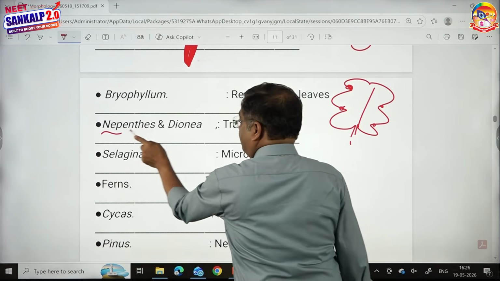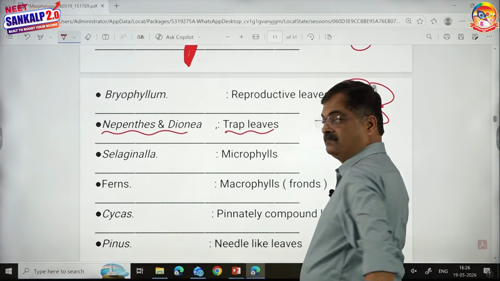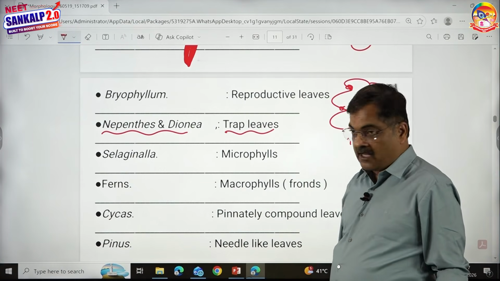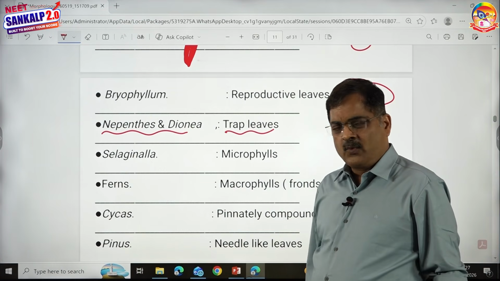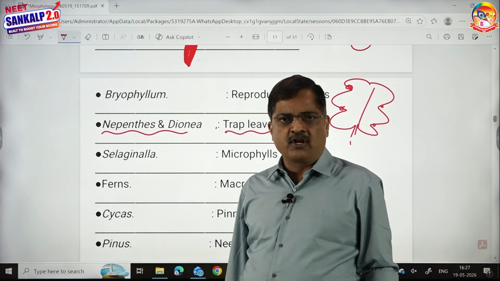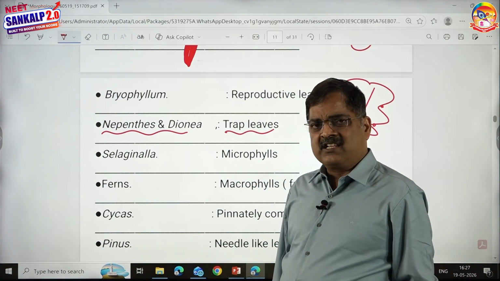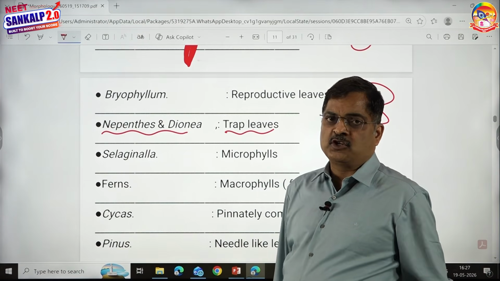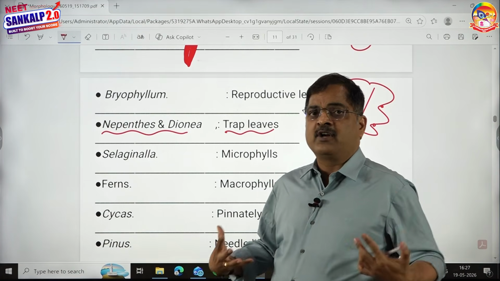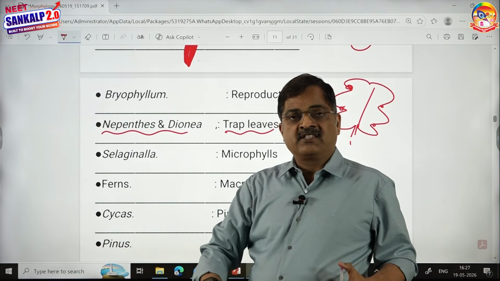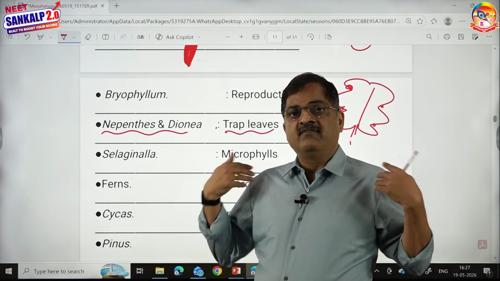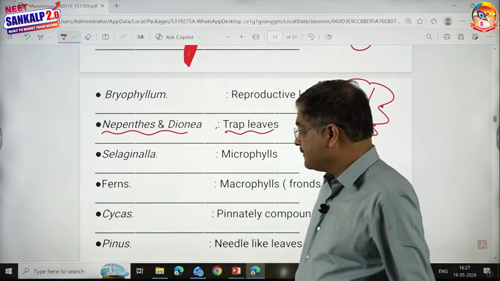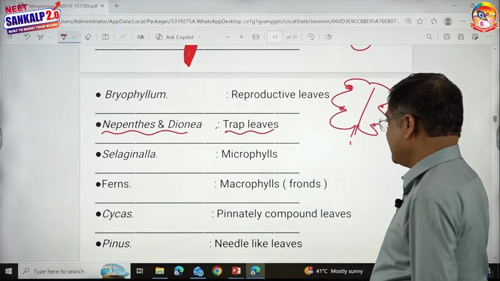Nepenthes and Dionaea are partially heterotrophs because they digest insects and they contain trap leaves. The question you're going to ask me: can I call them carnivorous plants? Yes. Why do they digest the insects? They digest the insects simply because they grow in nitrogen deficient soils. So they don't know how to get nitrogen. Therefore, they trap the insect, digest its protein, convert it into amino acids, and use those amino acids to produce their own proteins. Anyway, we don't have much in the syllabus.